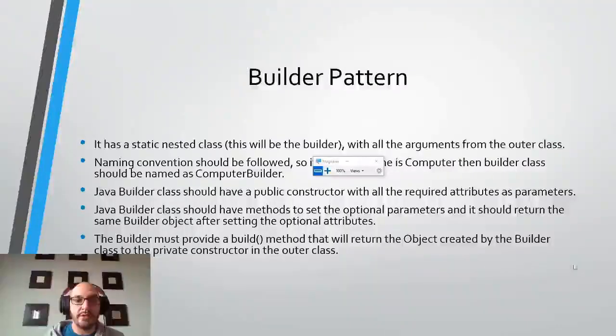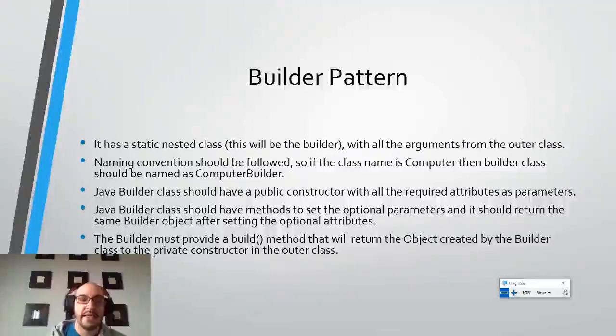Great. So what else do we have in the PowerPoint presentation? The builder must provide a build method that will return the object created by the builder class to the private constructor in the outer class. So I'm mentioning a couple of things that are important. The first one, I need to have a build method, and that method will return the object created by the builder class, so that is the instance of the Visa class. That's something we can do already. But the other thing that I'm mentioning there is that the outer class will have a private constructor, and that's something we haven't defined. So let's go to the outer class and let's define my private constructor, and let's see what we can do.